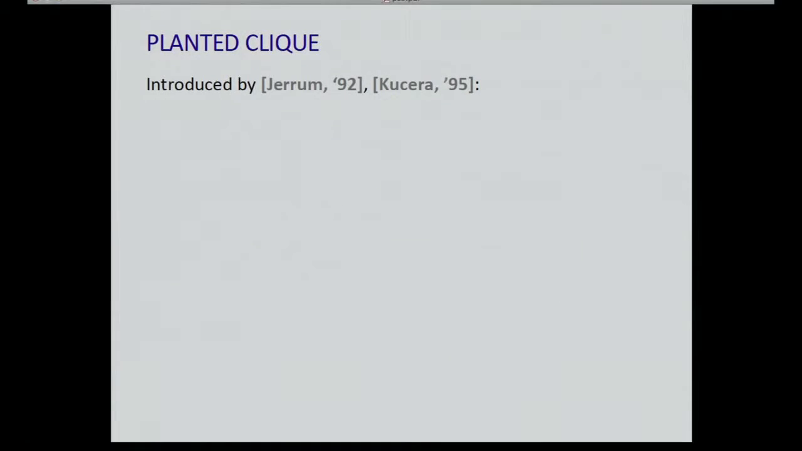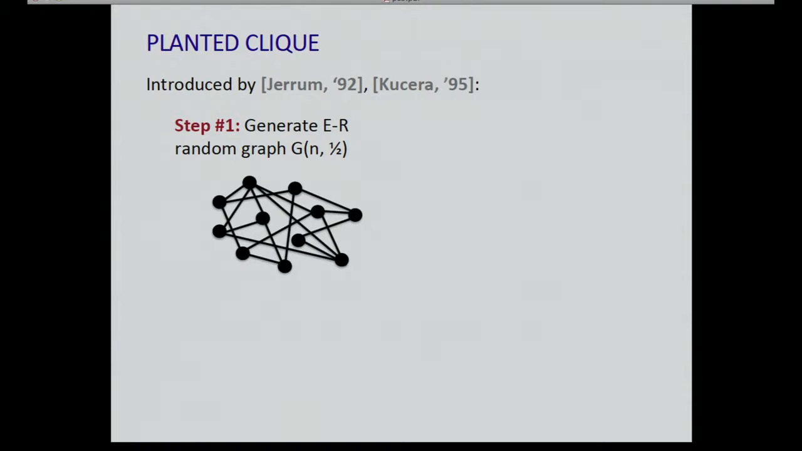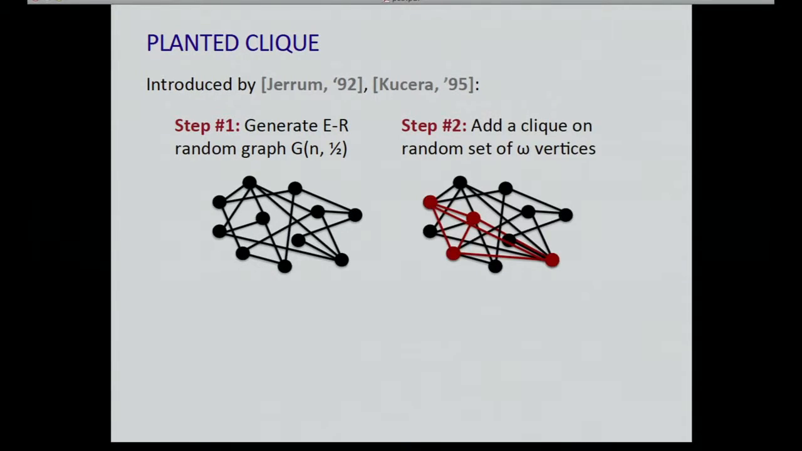So let me first start with the planted clique problem, which is a basic and fundamental problem in average case analysis. It was introduced independently by Jerrum and Kučera. Actually, a variant of it arose in earlier work of Karp in the mid-70s. In any case, the planted clique problem is a model for random graphs, which we generate in two steps. The first step is we generate a standard Erdős-Rényi random graph in which each edge occurs independently with probability a half. Now in step two, that's where we plant a clique.